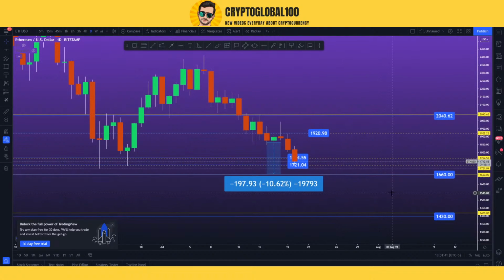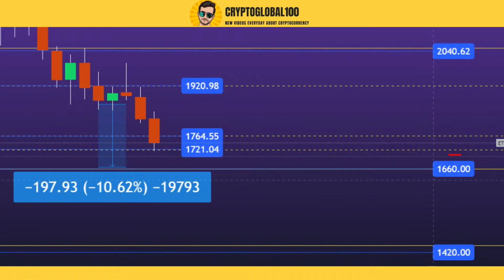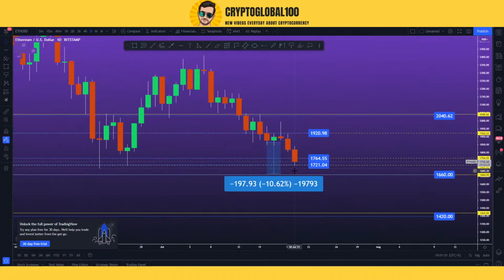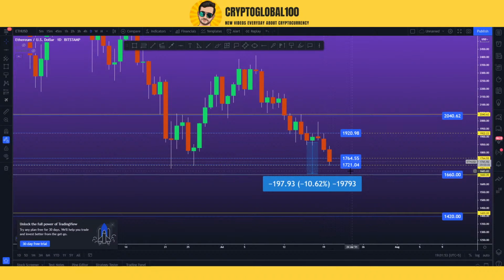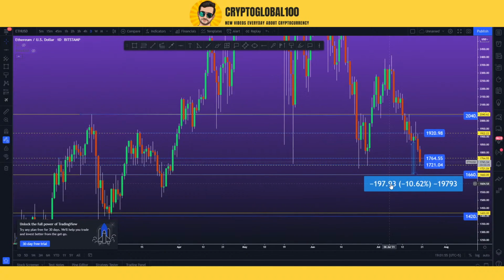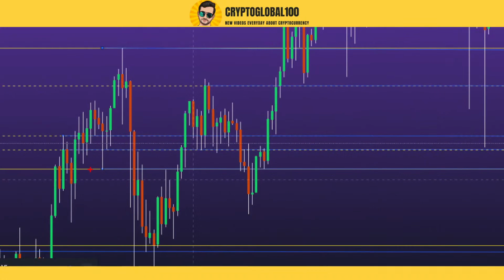Now the next level depends on the BTC price. If BTC falls more, then we might see a dump to this level, 1660. This is the next level for Ethereum. This is the main level, guys. Main level, why? Because this area has been tested many times, you can see here, 2, 3, 4, many times.